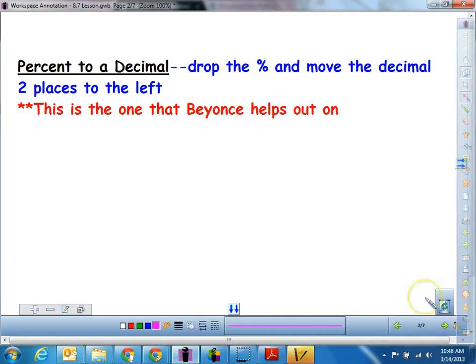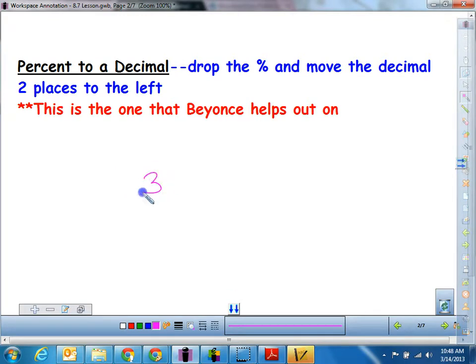Okay, so changing a percent to a decimal, we need to remember to drop the percent sign and just move your decimal 2 places to the left. This is the one I talked about Beyonce helping out on. And the key here is it's always 2 and exactly 2.